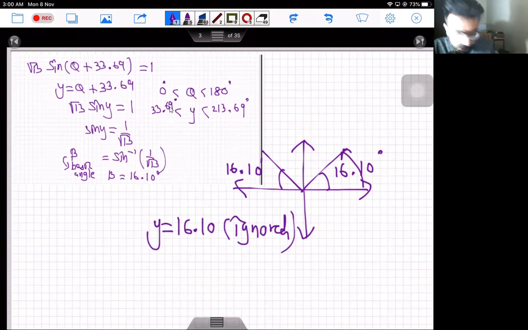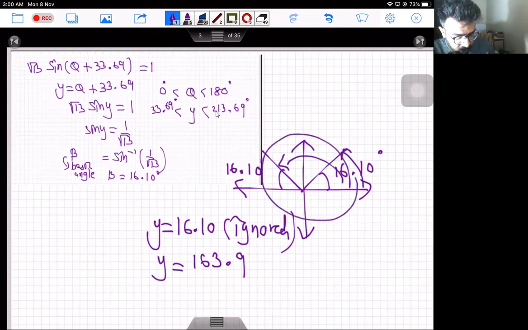Yes, the second one makes sense. y is equal to 180 minus 16.10. How much is this? This is 163.9. So y is equal to 163.9. Yes, this will be accepted. It is coming in this range. And then after this second one, we are going to complete one cycle, and we are going to find the third solution. The first solution was ignored because it was outside the interval.